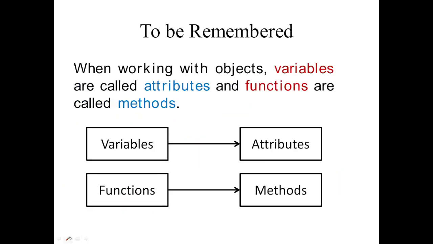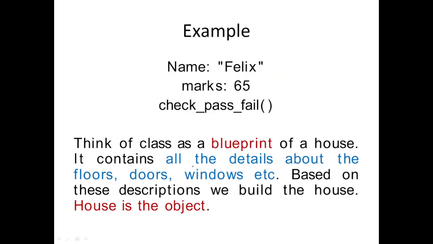However, while working with objects, let me remind you that in object-oriented programming, we use the term attributes in place of variables. This means that if we are working with objects and using this approach, variables are called attributes and functions are called methods. We use these words many times, but they directly mean that attributes reflect variables and methods reflect functions.